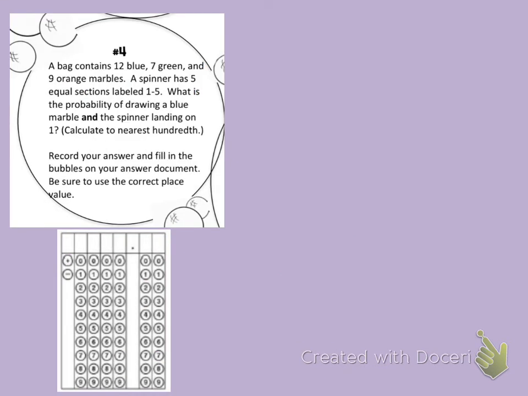Number 4, a bag contains 12 blue marbles, and y'all know me, I like to write these out. 12 blue, 7 green, and 9 orange marbles. A spinner has 5 equal sections. 1, 2, 3, 4, 5. Labeled 1 through 5. What is the probability of drawing a blue marble and the spinner landing on 1? So probability means that we're going to be multiplying.